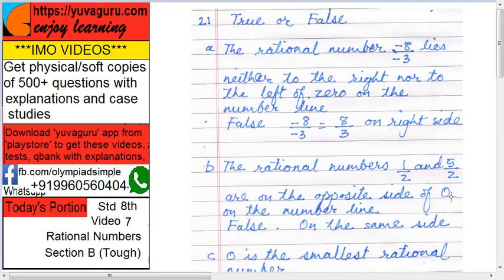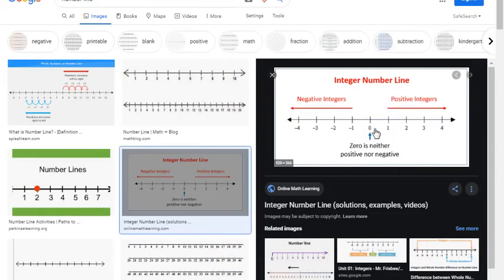Next, the rational numbers 1 by 2 and 5 by 2 are on the opposite side of 0 on the number line. That is again false because they lie on the same side. Both are positive. We just now saw it. Both are positive, so right side.